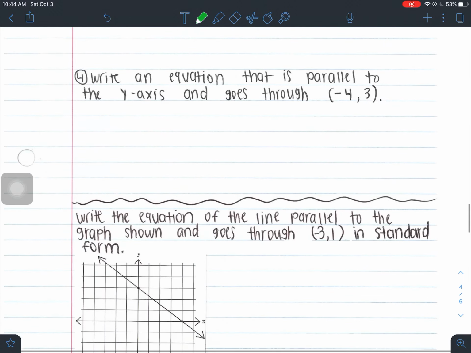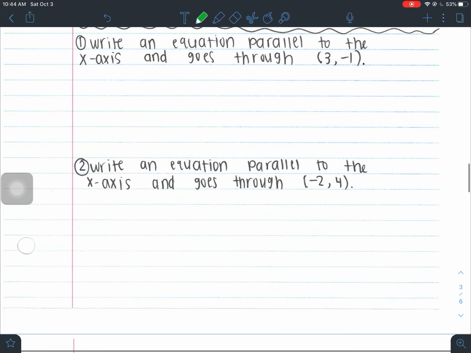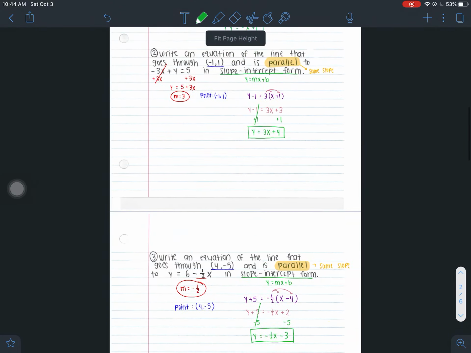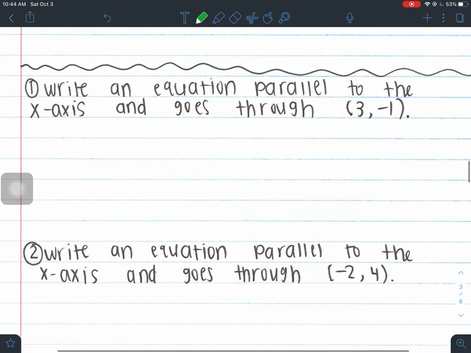All right, now the next 4 problems are going to be very, very simple to do, but they're also very easy to miss because sometimes they're not very clear in the instructions, and it doesn't look like the problems we just did. So let's go ahead and go through these.